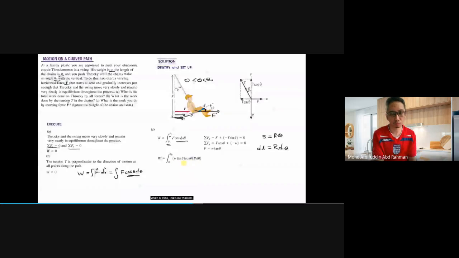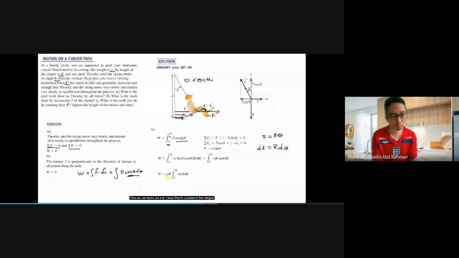That's our variable. So then to figure out where we're starting and where we're ending should be pretty simple. We know we're just going to start when Rocky's at the bottom. We're going to end at what they said was theta naught. So we start at 0, go to theta naught. And then after simplifying the tangent and cosine, we end up with the integral from 0 to theta naught of WR sine theta d theta.